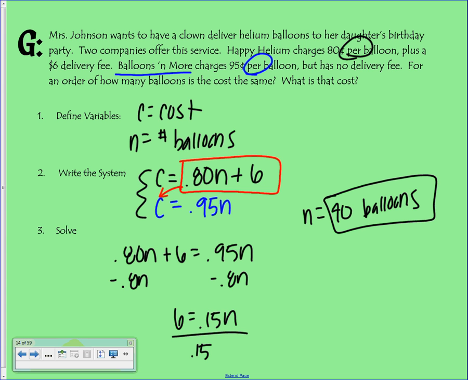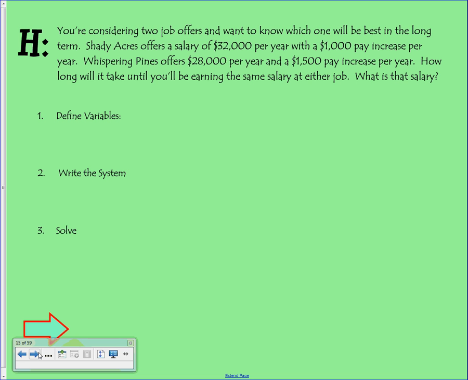All right, we'll try one more. You're considering 2 job offers. I want to know which one is the best in the long term. Shady Acres offers a salary of $32,000 per year with a $1,000 pay increase per year. Whispering Pines offers $28,000 per year and a $1,500 pay increase. So how long will it take until you'll be earning the same salary at either job? So S would be our salary here, and y would be the years that you're at that job. So kind of set up similarly to the last one.